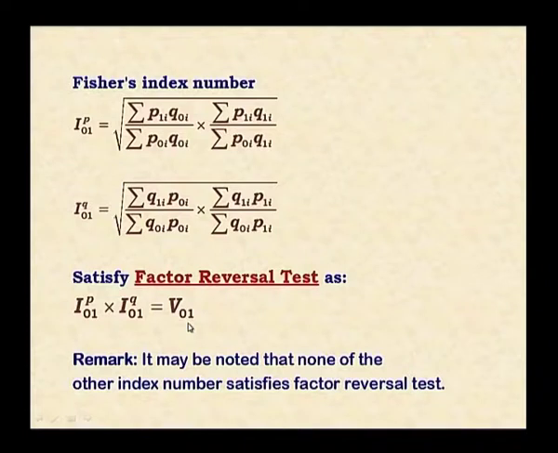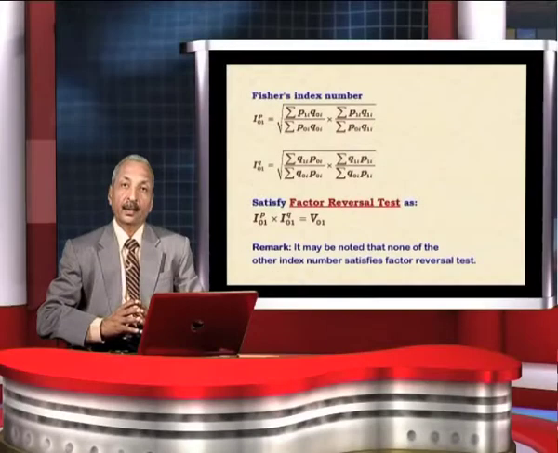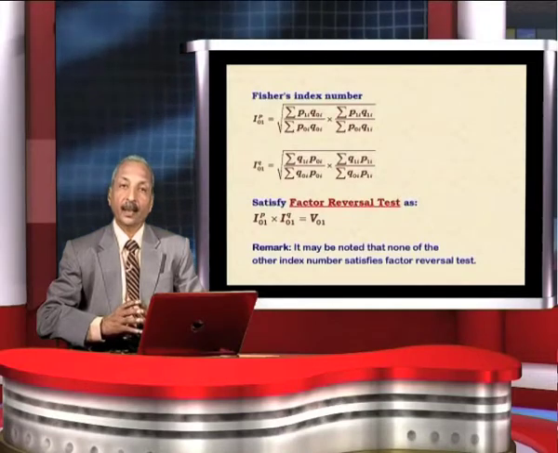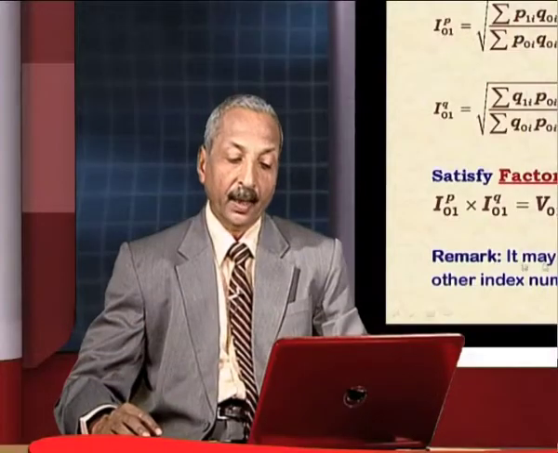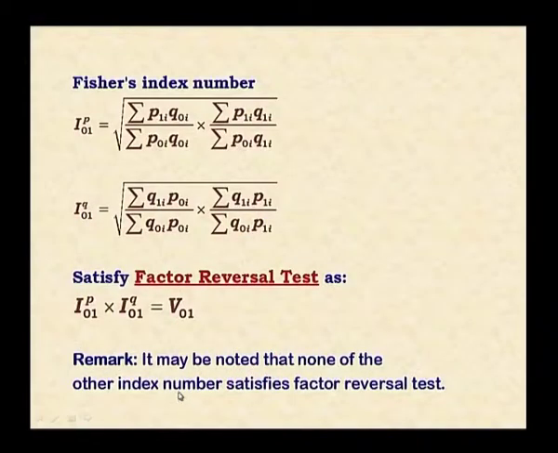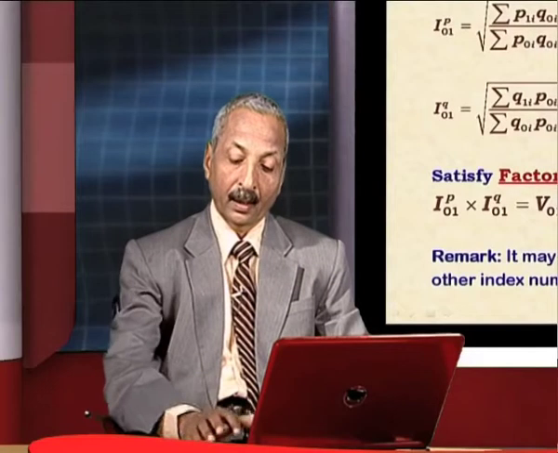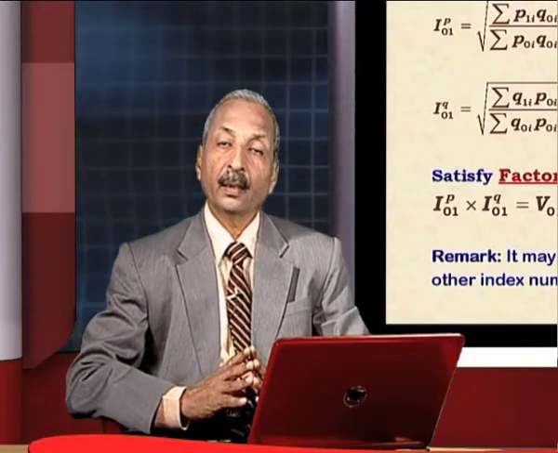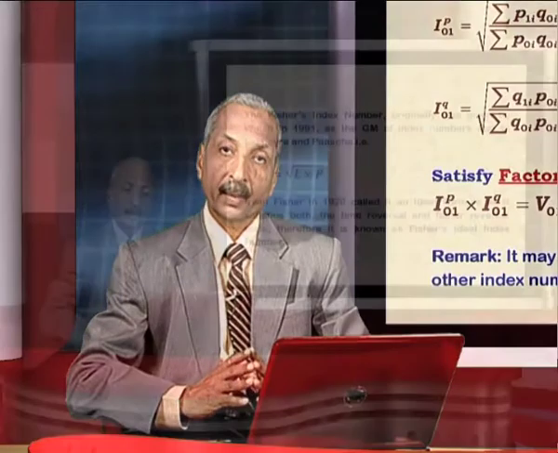So, this is the only index number which satisfies both the criteria, that is the time reversal test as well as the factor reversal test, and therefore, we say that the Fisher's index number or the Walsh index number is an ideal index number. Again it may be noted that none of the other index numbers satisfies the factor reversal test, and both the tests are satisfied by the Fisher's index number.